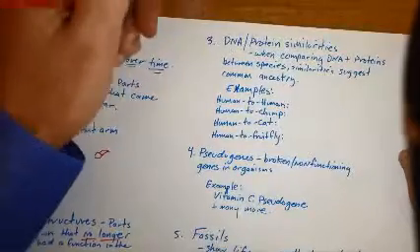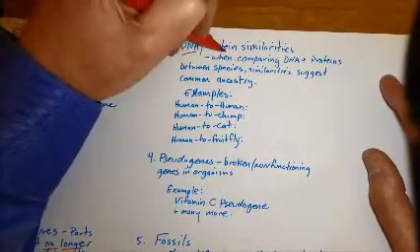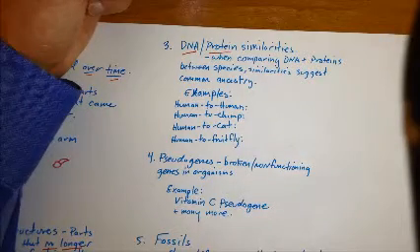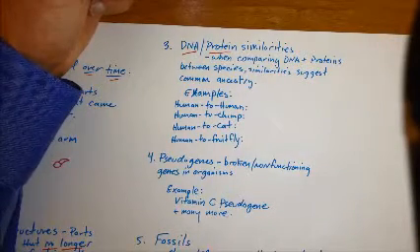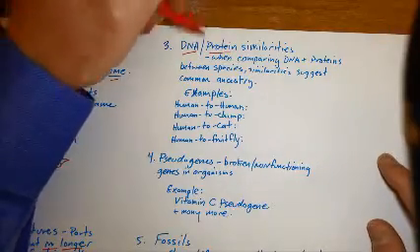Moving on. Another area of evidence for evolution is DNA and protein similarities. When you compare the DNA and/or protein sequences between two different species, you find a lot of similarity, which suggests that they're related to each other through evolution.